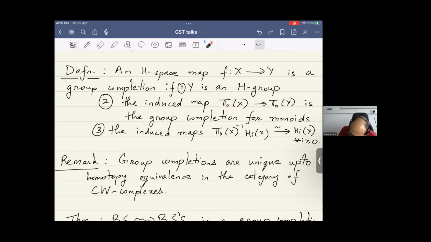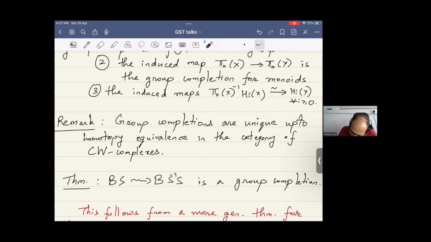And finally, and this is really the key to the definition, there is an operation of pi naught X on the homology groups H_i. And so if you sort of invert this, then that gives you an isomorphism between the homology groups.